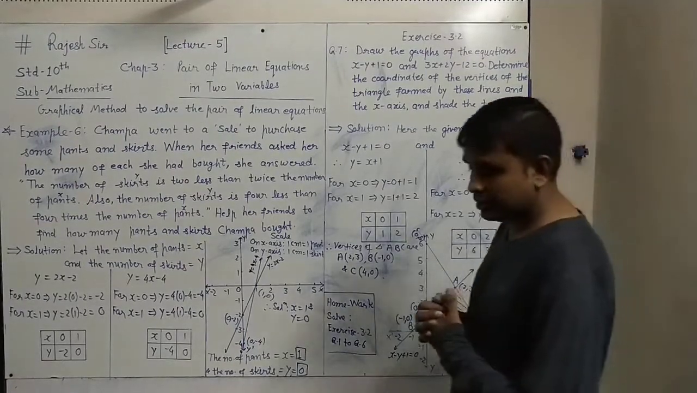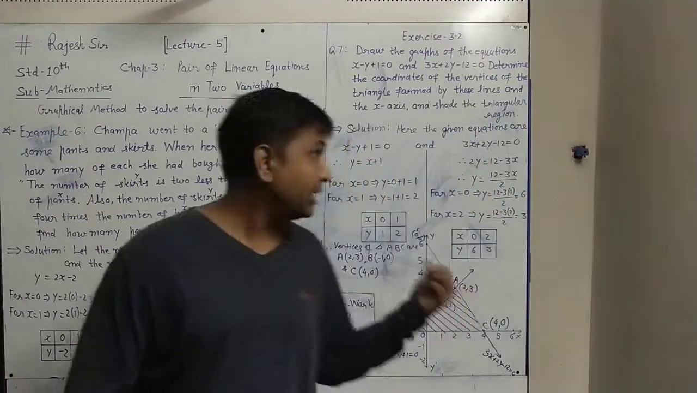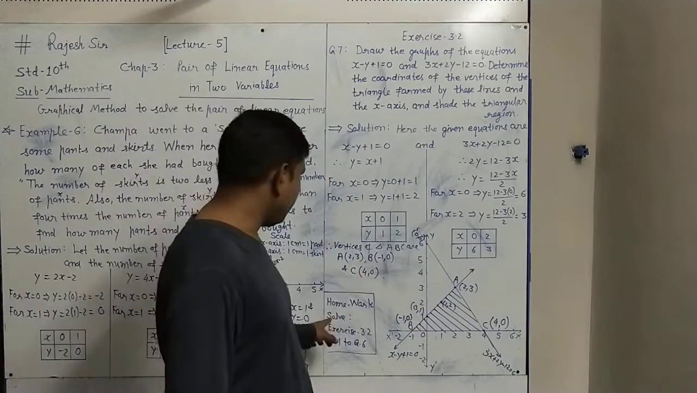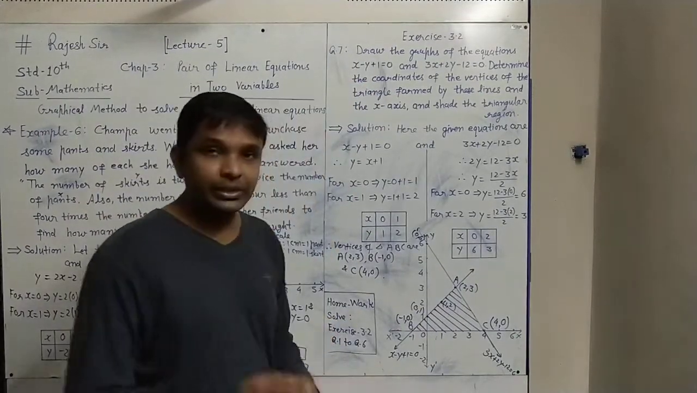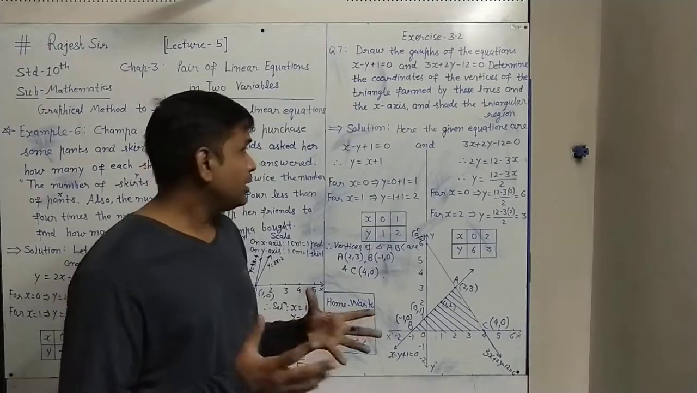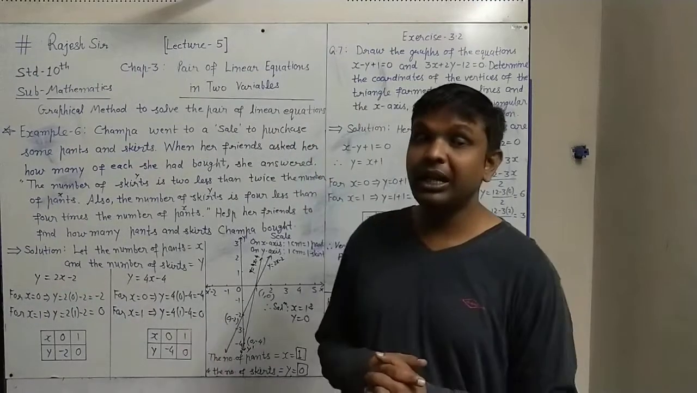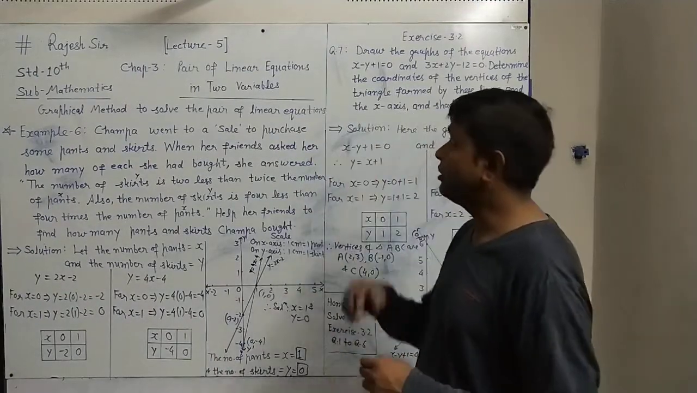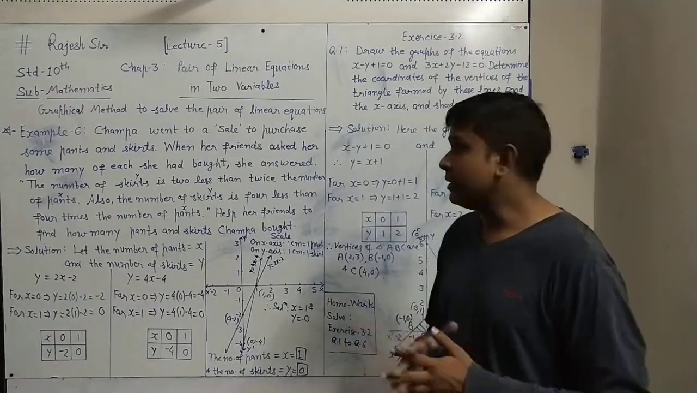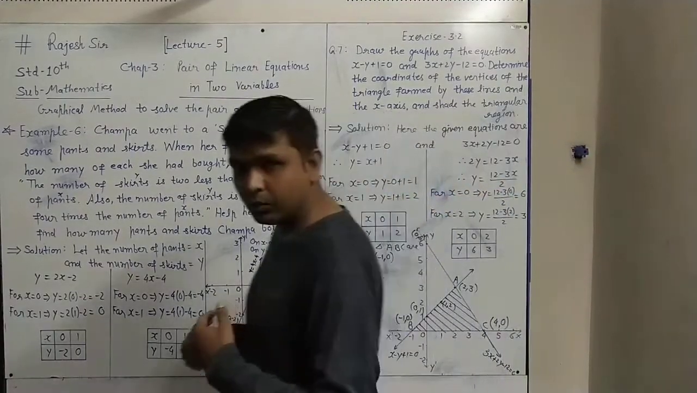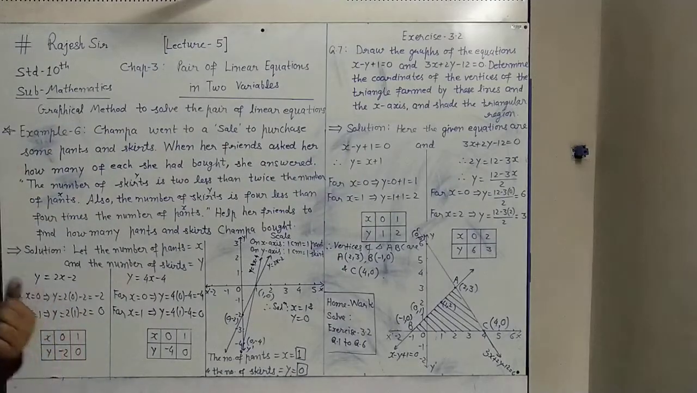This way, question 7 and example 6 are also done. Now in exercise 3.2, the remaining questions 1 to 6, all the 6 questions, you will find all the types of examples that we have done, the graphical method of solution of a pair of equations. You will have to do that in your homework and complete the work up to exercise 3.2. Thank you.